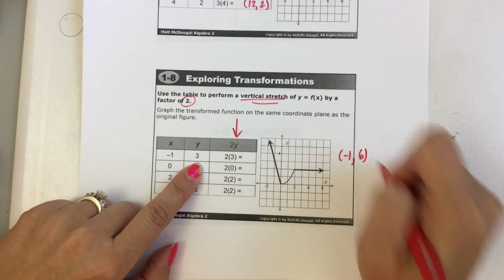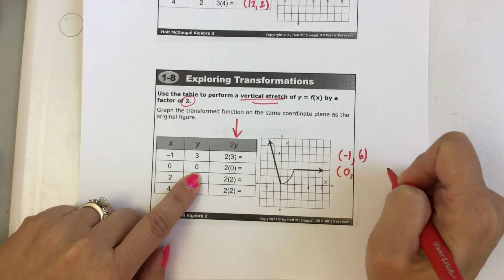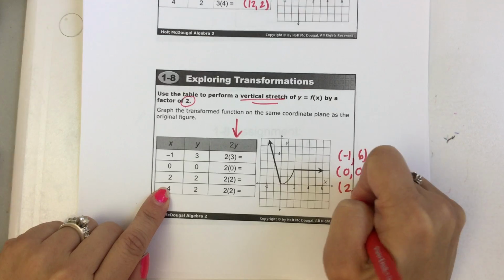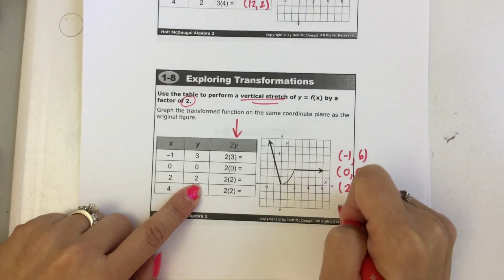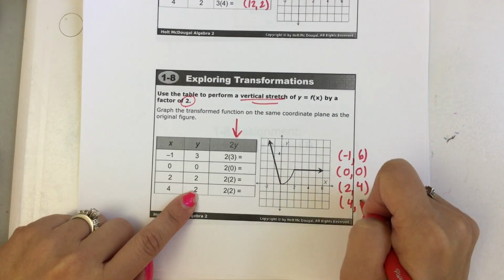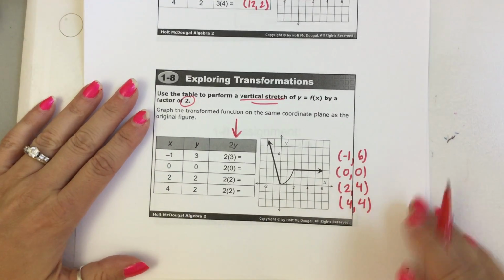3 times 2 is 6. X stays the same. 0 times 2 is 0. X stays the same. 2 times 2 is 4. X stays the same. 2 times 2 is 4. So here are your new ordered pairs.